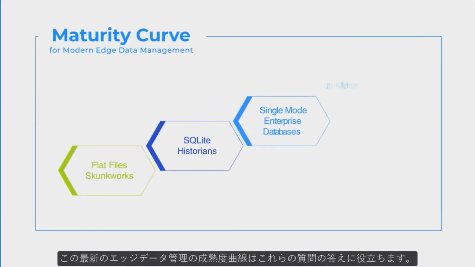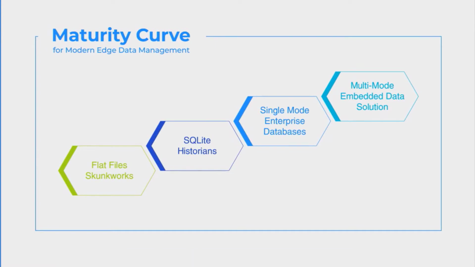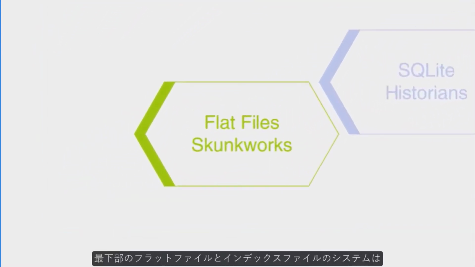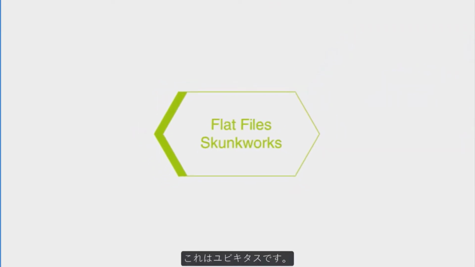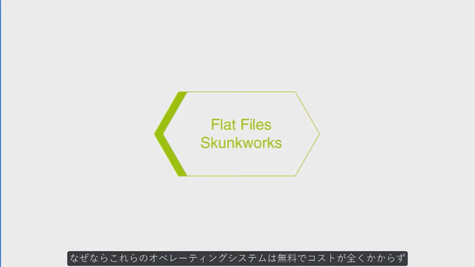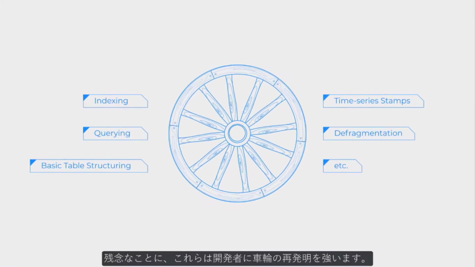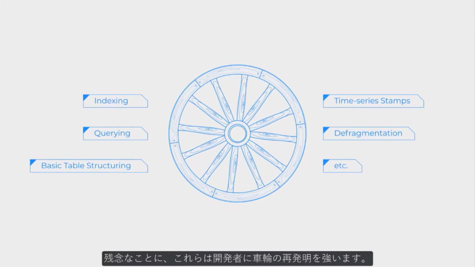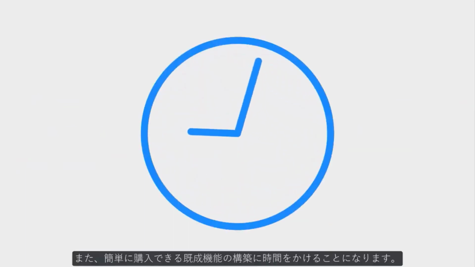This maturity curve for modern edge data management will help answer these questions. At the lowest level on the curve, flat and indexed file systems are the lowest common denominator for development. Ubiquitous because they come for free with the operating system and therefore cost nothing and are well understood by developers. Unfortunately, they also force developers to reinvent the wheel and spend time building functionality easily purchased off the shelf.